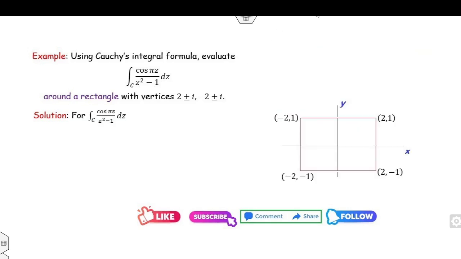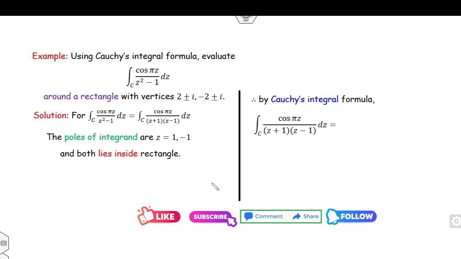Fine. Now can you find the pole? The pole will be where z square minus 1 is 0. That gives you z equal to plus minus 1. Now once it's plus minus 1, can you check where it lies? So where is plus 1? This value is 2. So 1 lies here, minus 1 lies here. So both the points lie inside the circle.